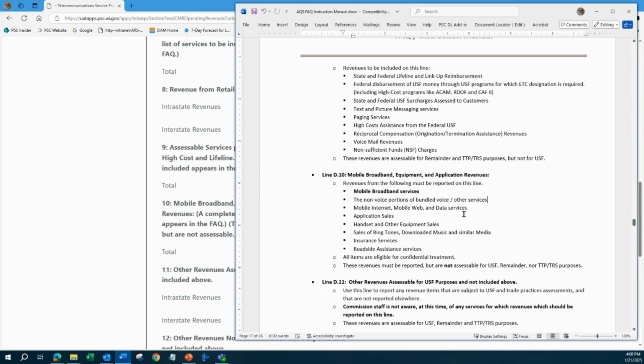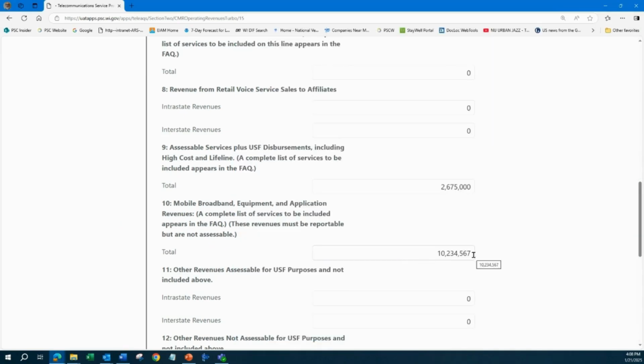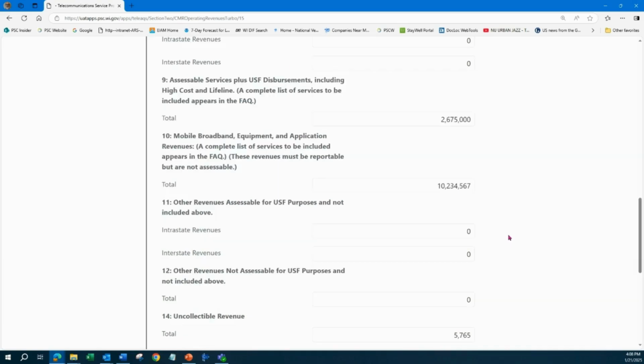And then this also includes things like handset sales and ringtones and miscellaneous other stuff. But the biggest part here is going to be mobile broadband. And if you look, we have a nice large number there for our company. That's mobile broadband and everything else.